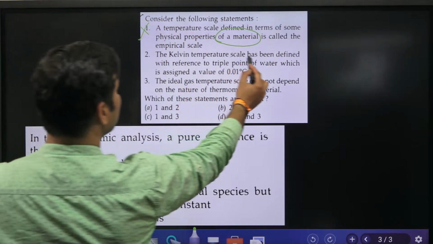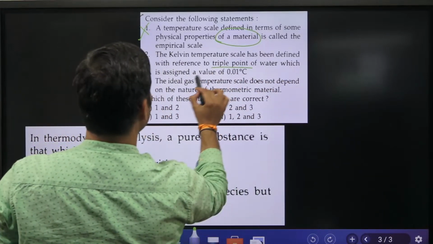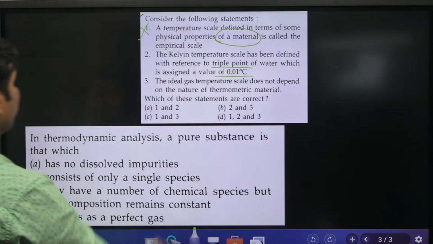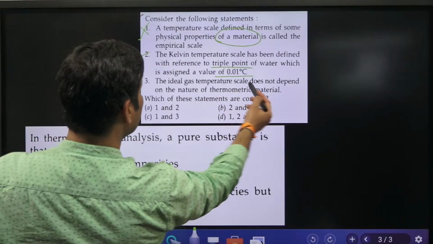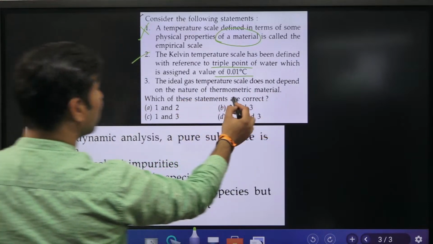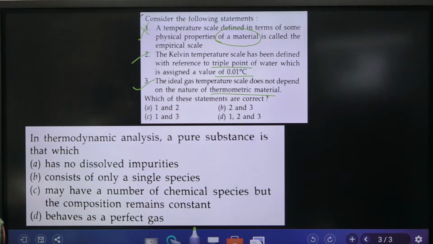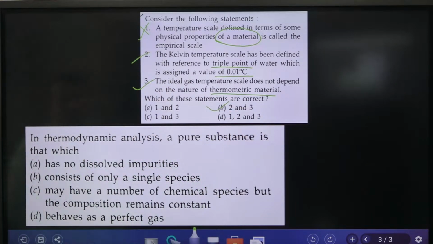The Kelvin temperature scale has been defined with respect to the triple point of water, which is assigned a value 0.01 degree Celsius. So this is right. The ideal gas thermometer, the ideal gas temperature scale, does not depend on the nature of the thermodynamic material. This is also right. Okay, so 2 and 3 are right. What will be the right option, guys? Option B will be the right option.